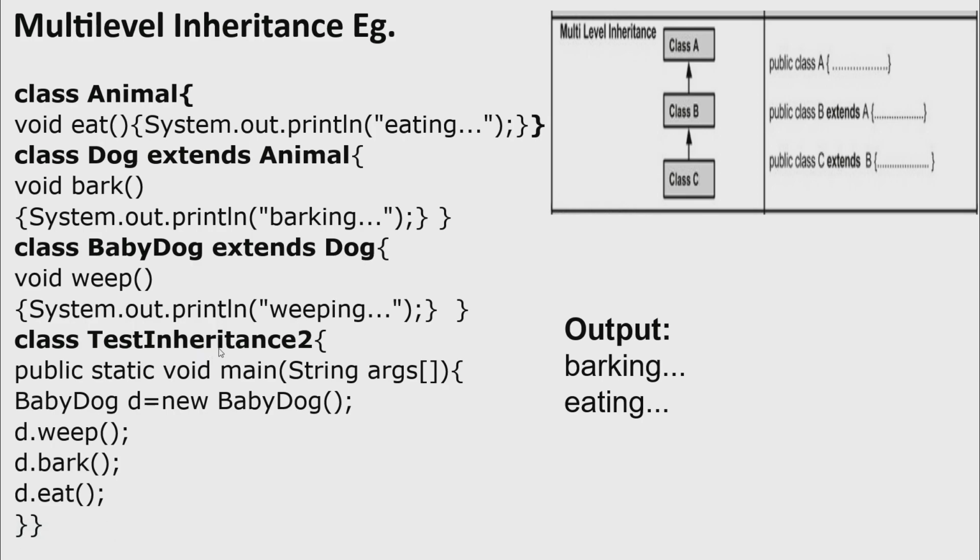Next I am creating one class which contains a main method. Here I have created an object for the baby dog, because as I have told earlier, if we create the object for the child class, through this object we can access the properties of both parent classes. So by creating the object for the baby dog class, I have accessed the weep method as well as the bark and eat methods. The output is barking, eating and weeping.